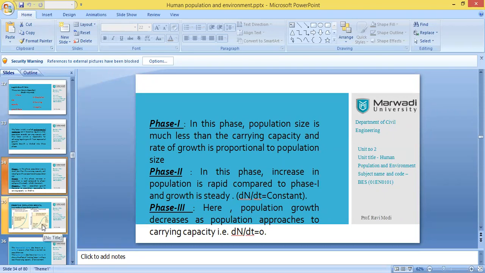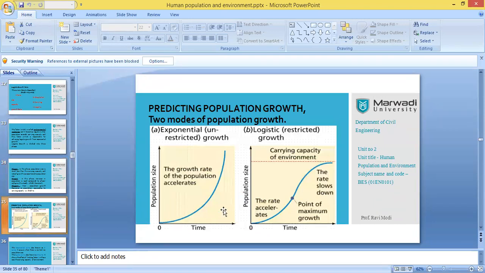These 3 phases will be much clearer in this particular graph. You can see over here that the initial process is slow, but the acceleration in the middle part is fast, and the rate slows down when it approaches the carrying capacity line. In exponential growth, the population increases directly proportional to time. So this is the logistic growth and this is the exponential growth. You can see that both have different figures and different approaches.